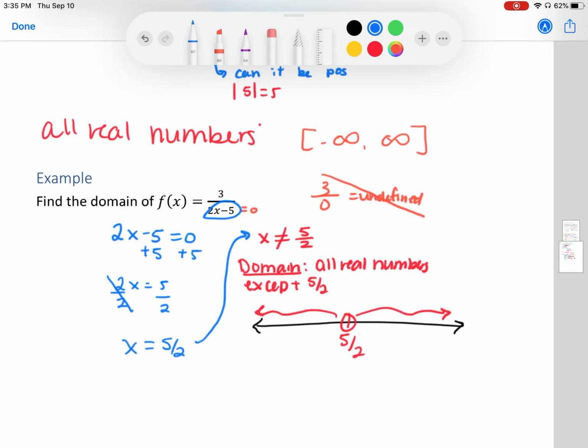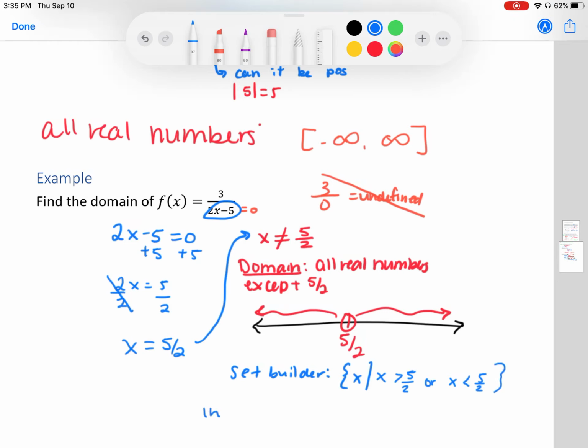So in set builder, our answer would be x such that it would be negative infinity, or I'm getting confused with my notation. x would be less than 5 over 2, and x would be greater than 5 over 2. So x is greater than 5 over 2, or x is less than 5 over 2.